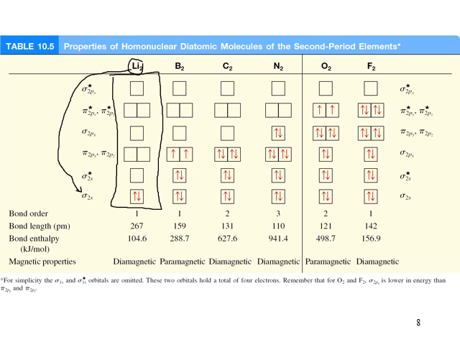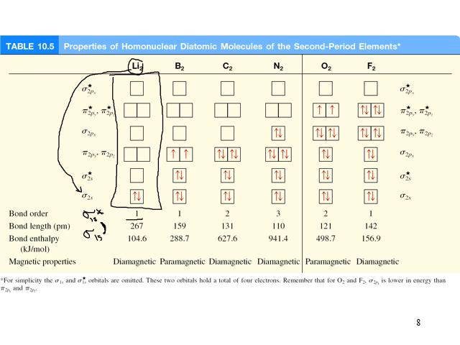Now you'll notice what's missing is the sigma 1s star and the sigma 1s. And the reason it's missing is because it's in all of these, and a bonding and an anti-bonding cancel each other out when it comes to bond order. So you can do the calculation, it'll give you the same answer, but you don't have to include it in all of these, since they cancel each other out for the bond order calculation.